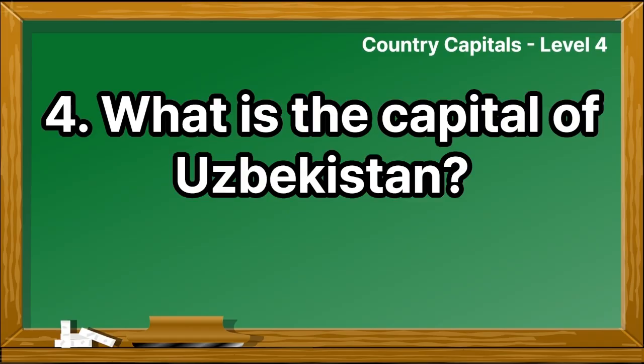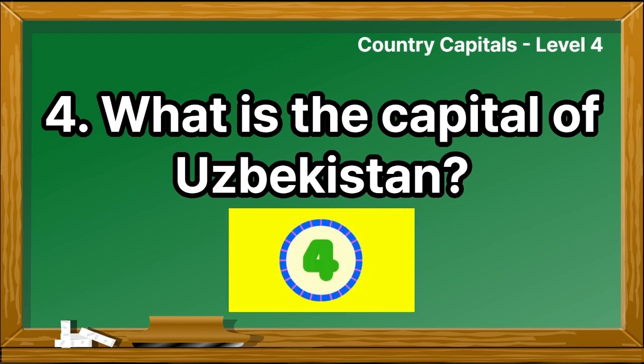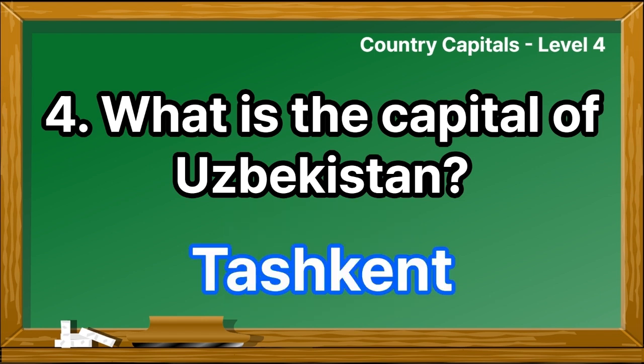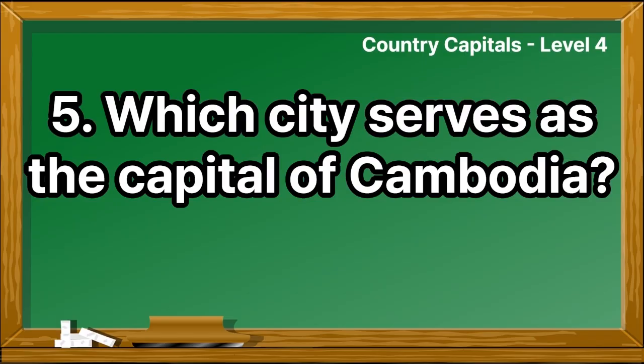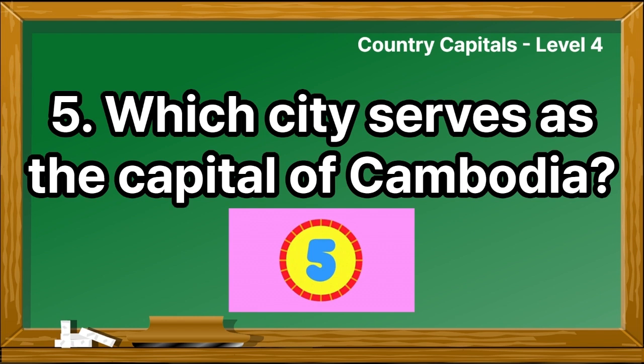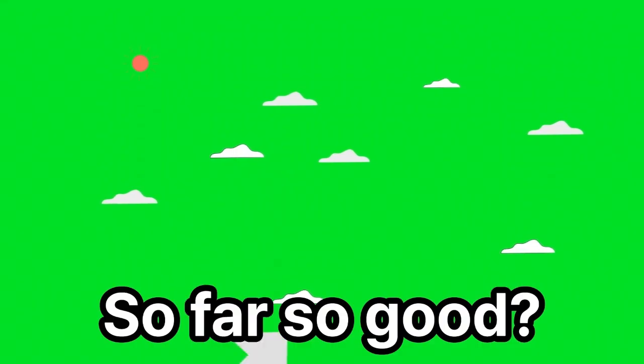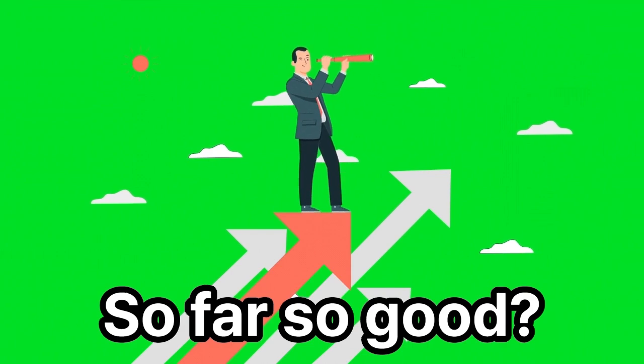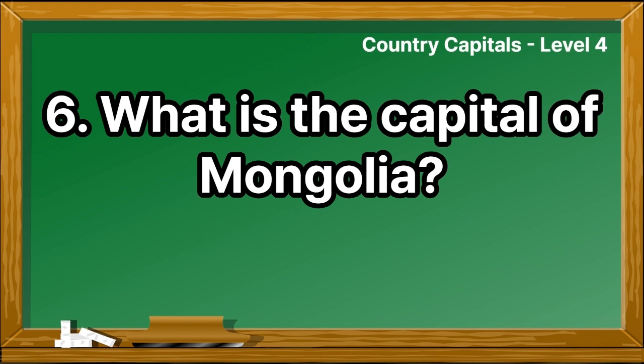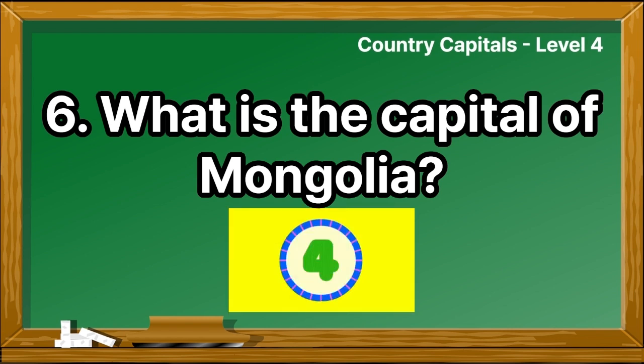What is the capital of Uzbekistan? Tashkent. Which city serves as the capital of Cambodia? Phnom Penh. So far so good? What is the capital of Mongolia? Ulaanbaatar.